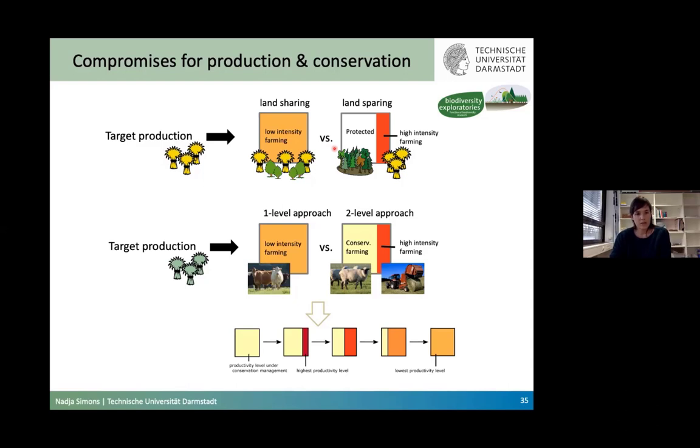We can now adapt this paradigm, this approach, for our grassland systems. What we need to do is define what conservation management is in managed grasslands. In fact, very extensively managed grasslands that are only grazed once a year by sheep are the management of choice for conservation. So also in grasslands, we can compare extensively farmed and managed grasslands with high intensive farming and conservation farming.